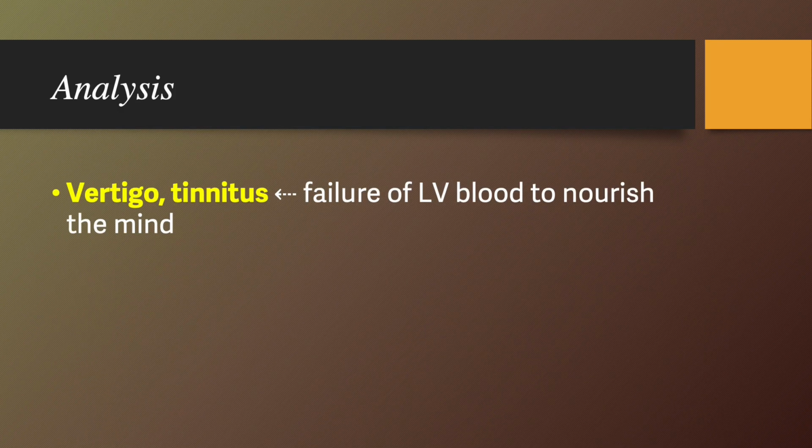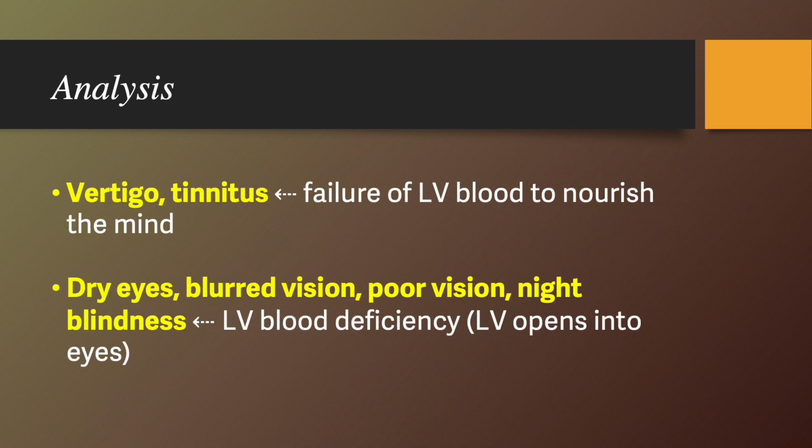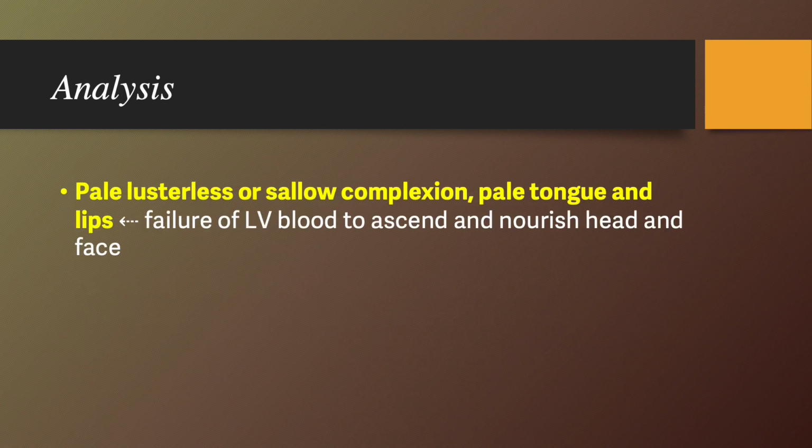Failure of liver blood to nourish the mind may cause vertigo and tinnitus. Since the liver opens into the eyes, liver blood deficiency causes dry eyes, blurred vision, poor vision, or night blindness. Failure of liver blood to ascend and nourish the head and face may cause a pale lusterless or sallow complexion and a pale tongue and lips.